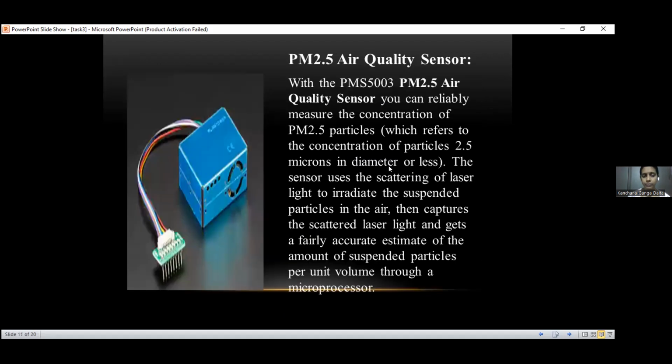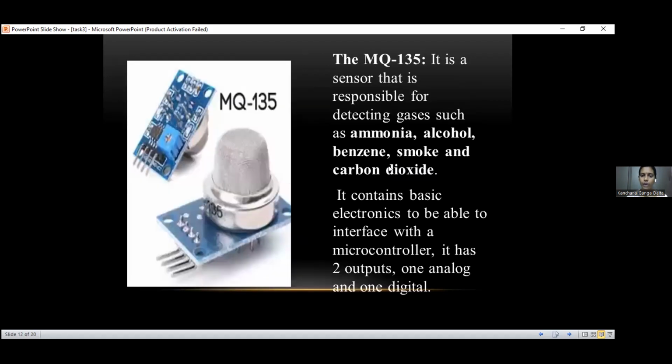What it does is, after receiving the input from the 5 volts and the ground pin, it detects the air flowing through this scattering chamber, the detection chamber. Whenever the suspended particles in the air are captured by this detection chamber, it accurately estimates the amount of suspended particles in the air and gives the data per unit volume of air to the Arduino board. It computes the required data.